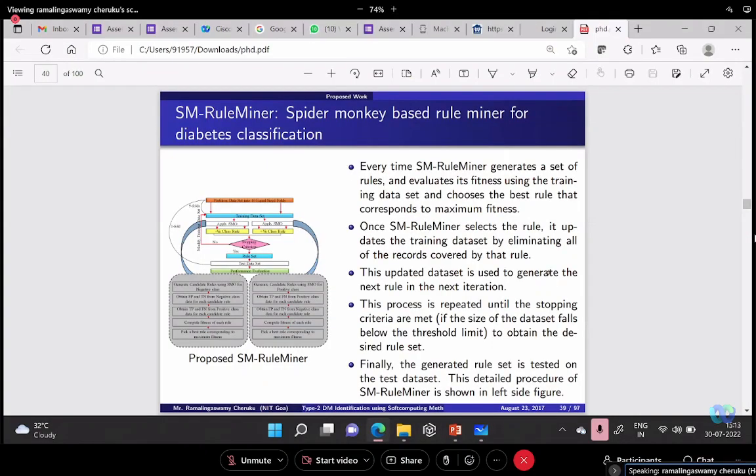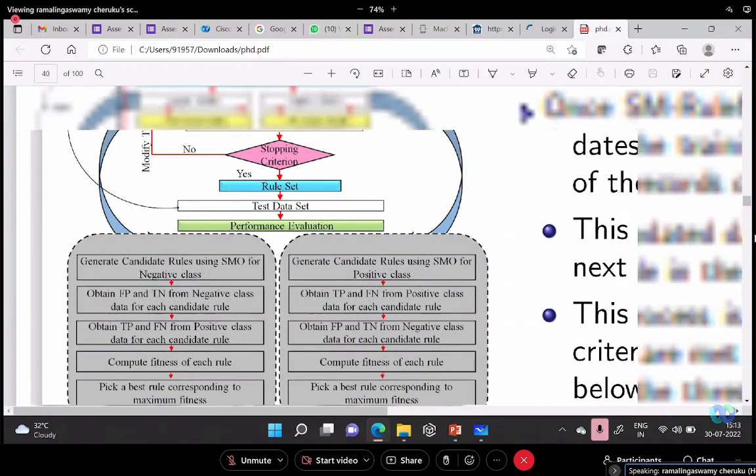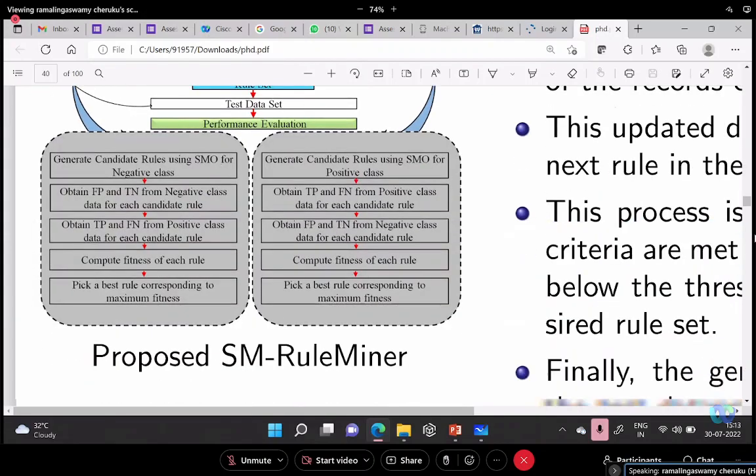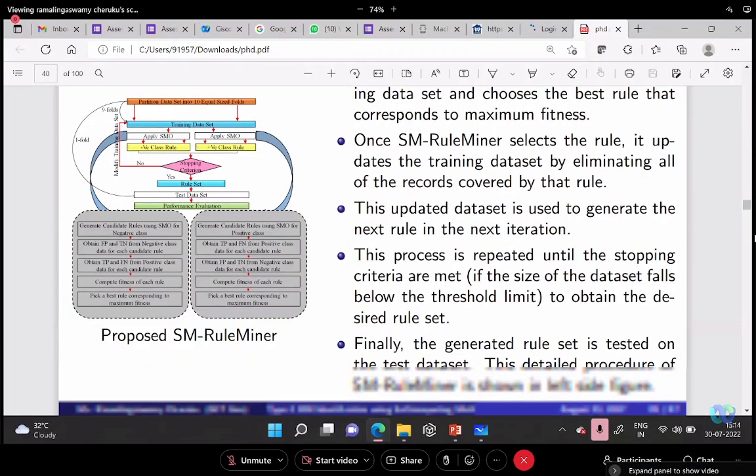So once SM rule miner selects the rule, it updates the training data set, as I said, by eliminating all the records covered by that rule. If you look at it closely, first we will apply this, then compute the fitness value, and pick the best rule corresponding to this. Then what we are trying to do? We are updating the training data set. So this updated data set is used to generate the next rule in the next iteration. Exactly. This process is repeated until the stopping criteria is reached.